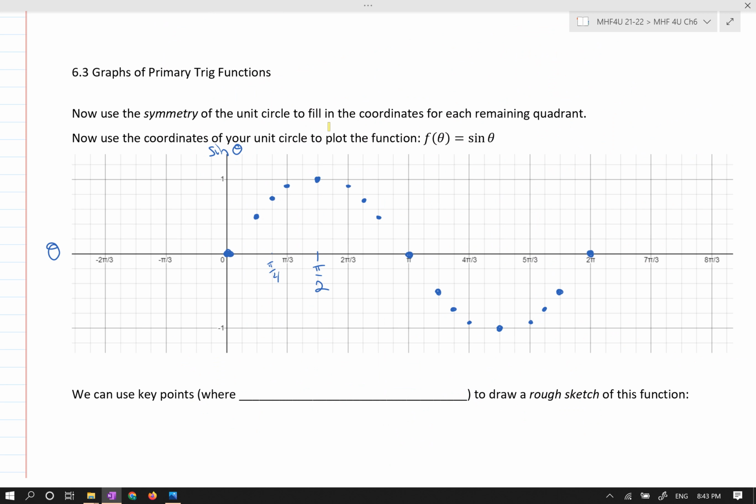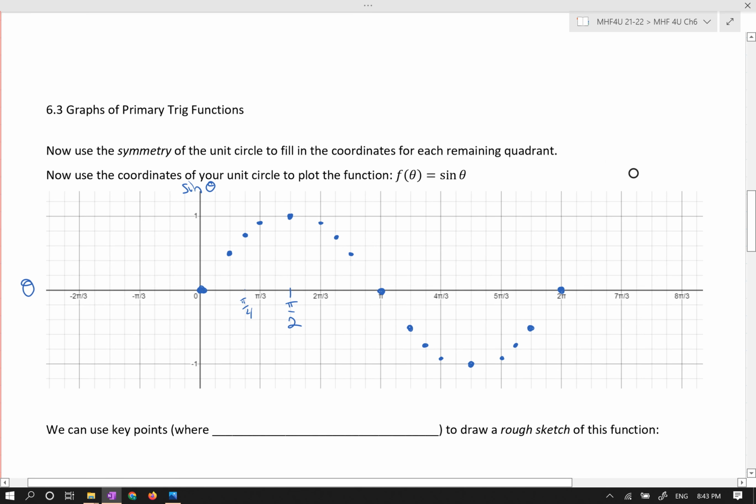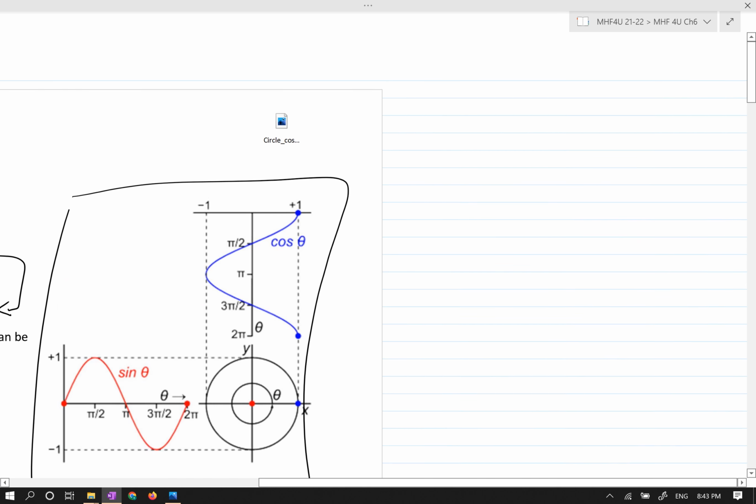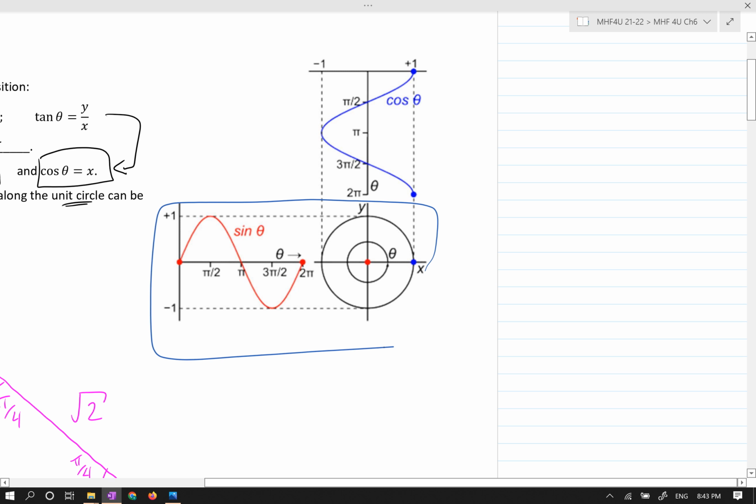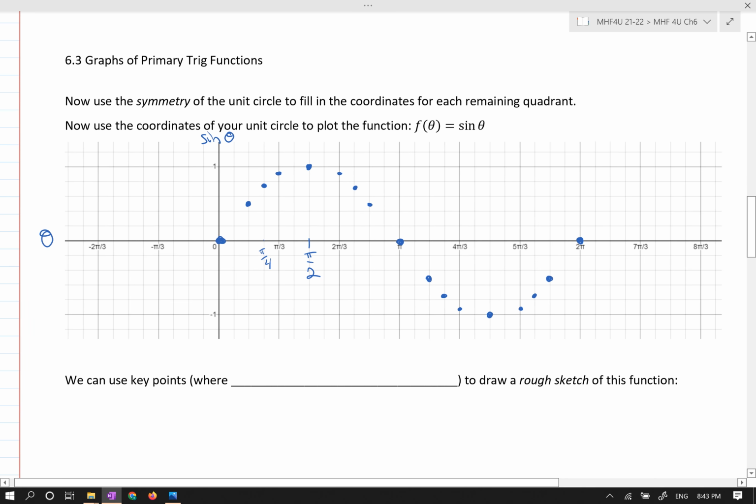And we should end up with a general shape like this. Now, again, this is the shape that we were expecting. This is the shape that we predicted, that we already found when you were working in grade 11. This is the shape that comes when you plot the y coordinate of your unit circle along with the angle around.